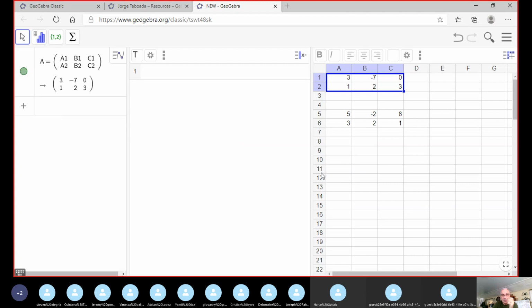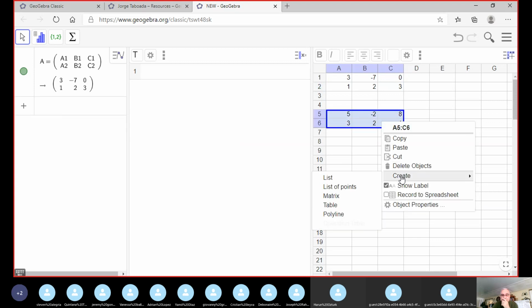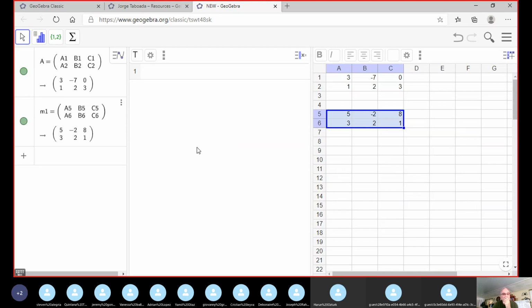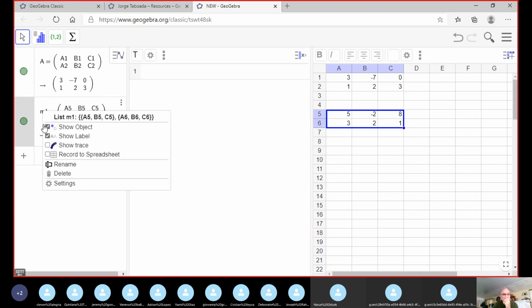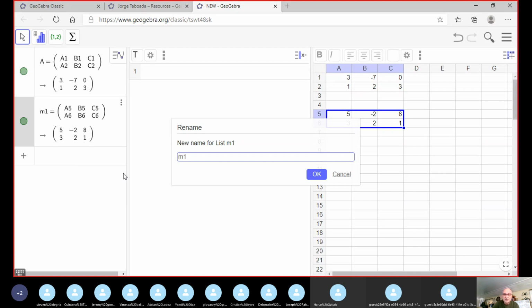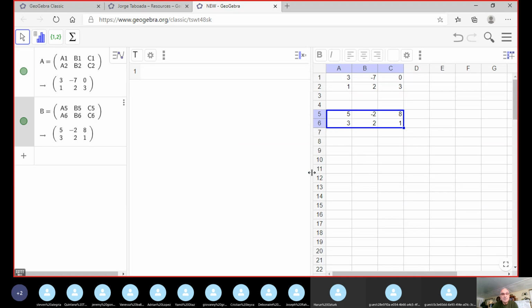Exactly, we are using our paper. Likewise, I highlight this and create a matrix. I want to use this new idea. Rename. You can rename, delete. This is matrix B. Normally, the name of a matrix is a capital letter. So, in the input bar, you put A plus B. A plus B. And boom.